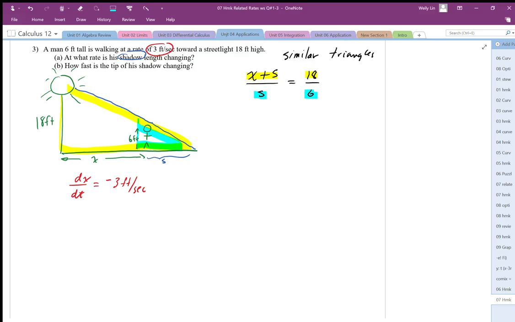We know that this yellow triangle and this blue triangle are similar, and they're going to generate this shadow length. And because they're similar, we can use this proportion to generate the relationship between x and s. So once we've done that, we've got the relationship. We just need to differentiate this.